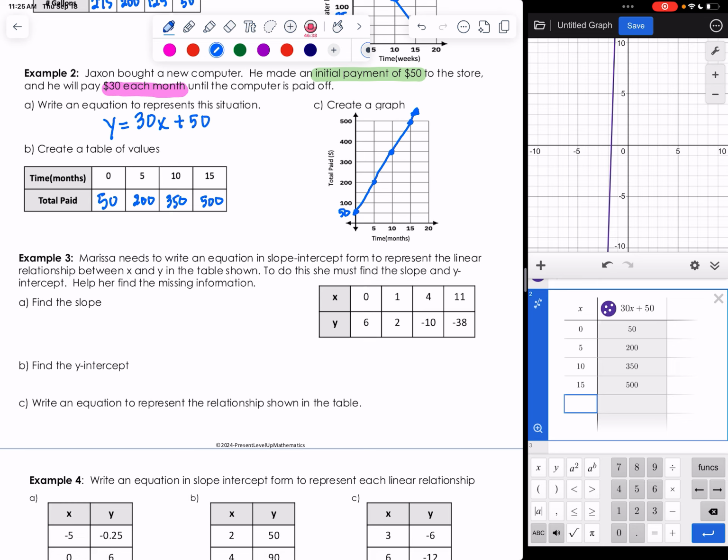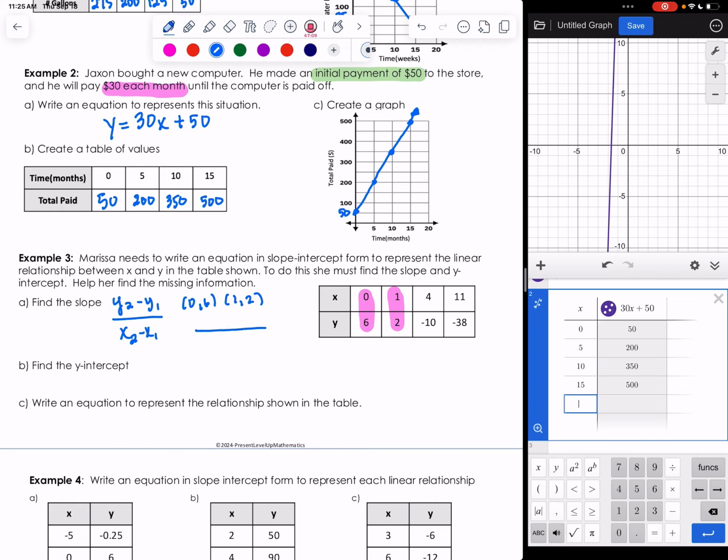So let's start off by finding the slope. Remember, we can find the slope by using the formula y2 minus y1 over x2 minus x1. So to do this, we need to pick 2 friendly points. Actually, in this table, all the points are pretty friendly, so I'll just use the first 2: (0, 6) and (1, 2). So I'll make a fraction here.